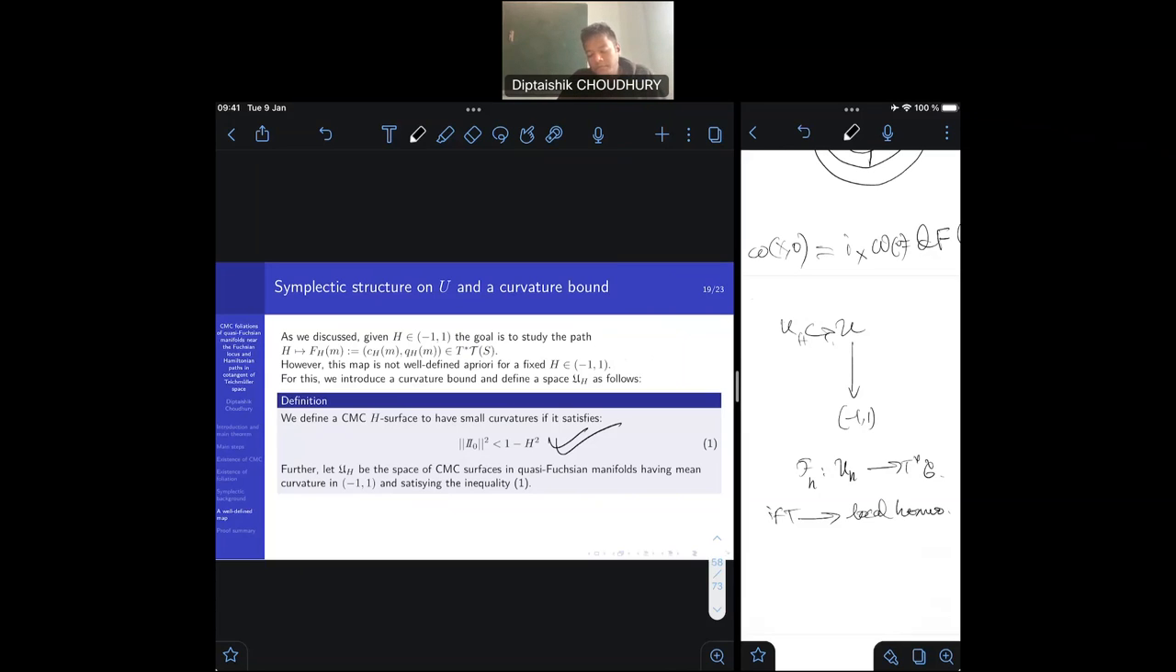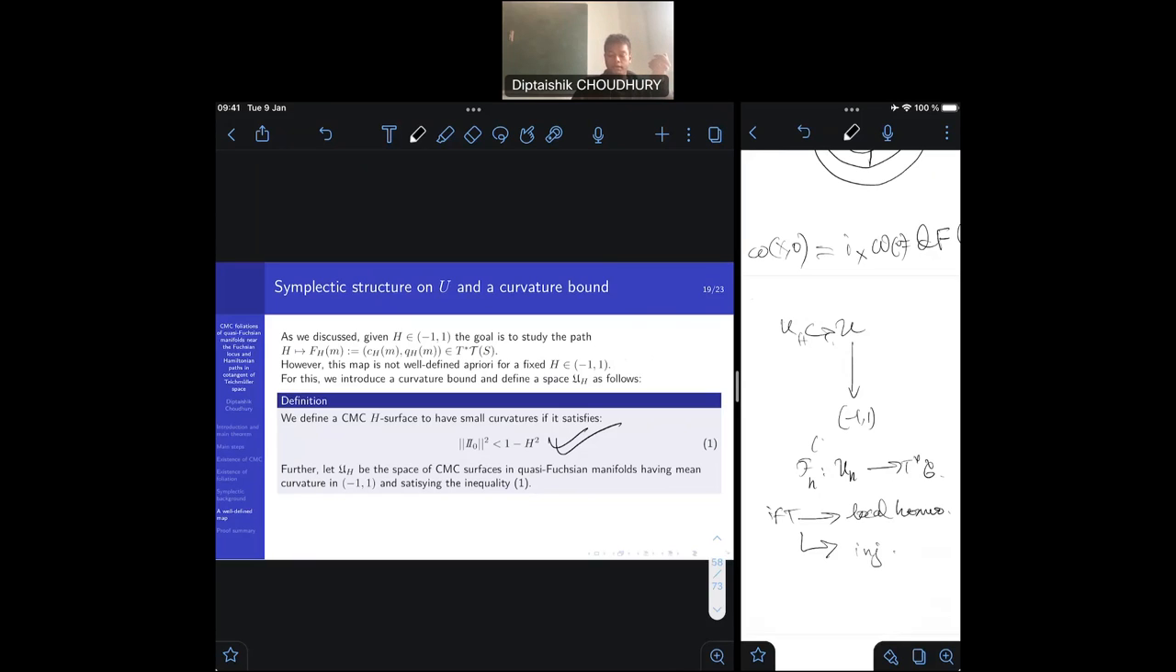Because in a Fuchsian locus, the CMC H surfaces will be the unique equidistant copy of the totally geodesic surface, and they will have quadratic differential zero, because their second fundamental form would be vanishing. So once you have this U_H to T*T, the implicit function theorem that we used to show the existence of CMC H surfaces gives you a local homeo property. Then you have that it's an injective map, and basically to prove this injectivity you need this inequality.